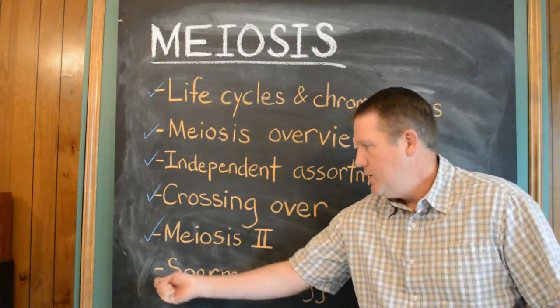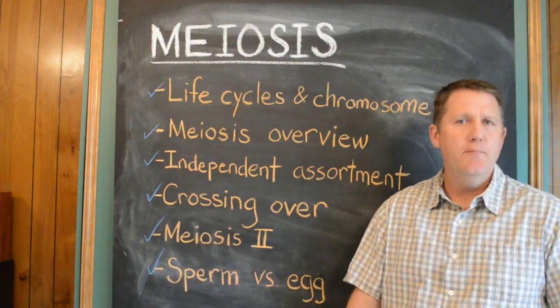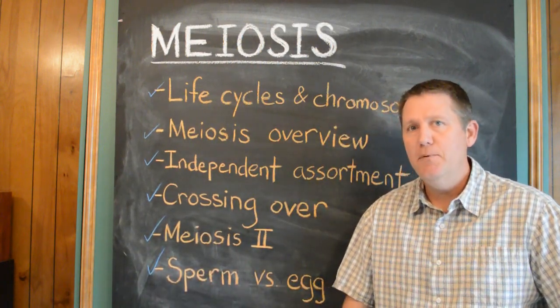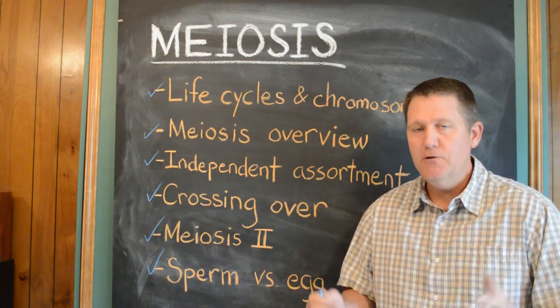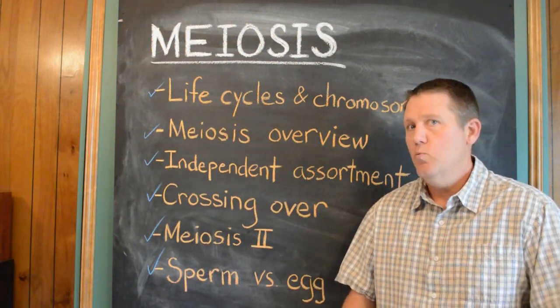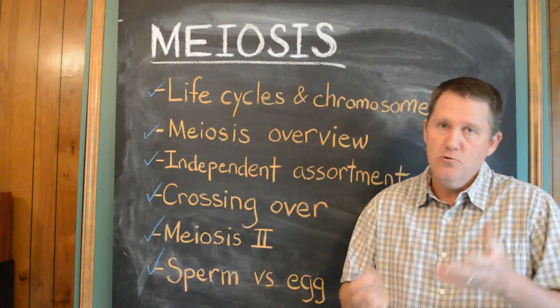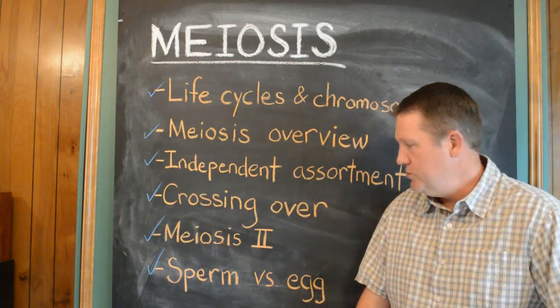Well, let's wrap up by talking about sperm and egg production. Not surprisingly, it happens differently in males and females. Meiosis does. And that's the whole context for all this, right? We're making sperm and eggs, or if you're a plant, pollen and ovules.